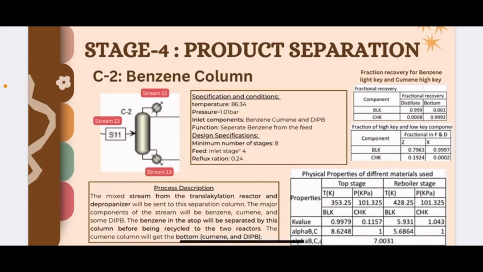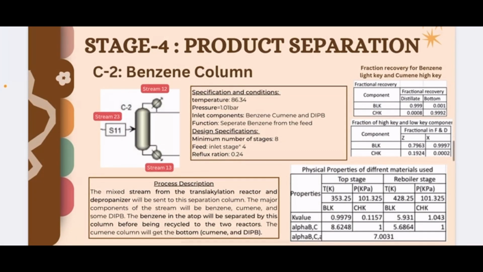Next is the benzene column, which is a distillation column that gets a mixed stream from the transalkylation reactor and the depropanizer that will be sent to the separator column. At the top, we have the benzene separated by this column before being recycled to the two reactors, and at the bottom we have cumene and DIPB.